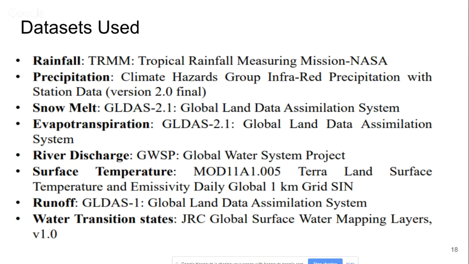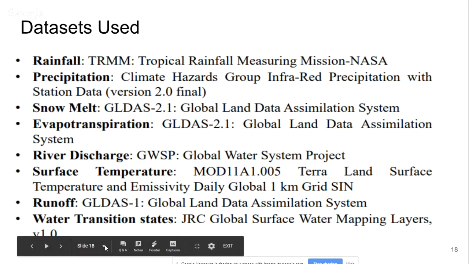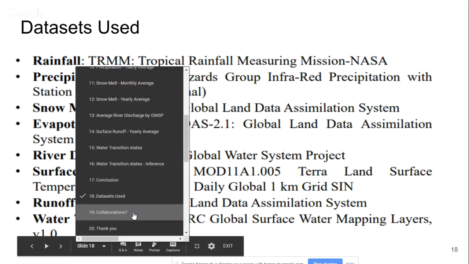Discharge is from the Global Water System Project. It is a separate study carried out. Then we have surface temperature, it is MODIS Terra Land Surface Temperature. Then runoff, again GLDAS, and the water transition states from the JRC dataset.